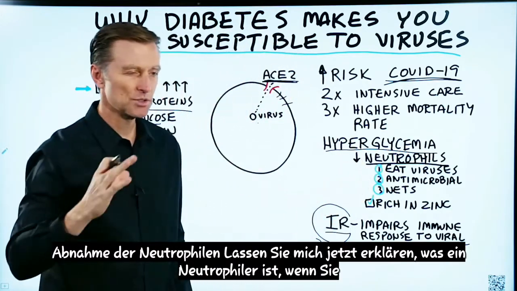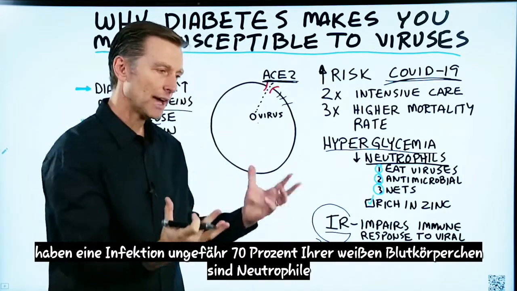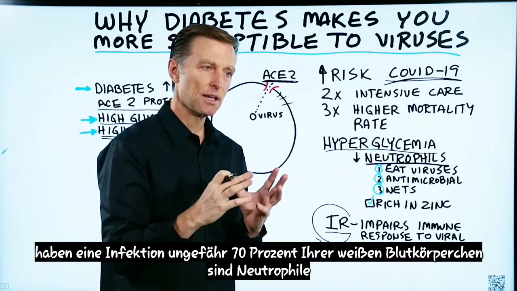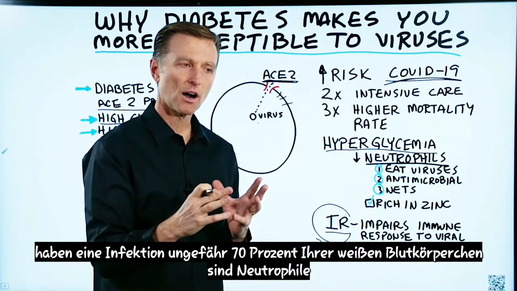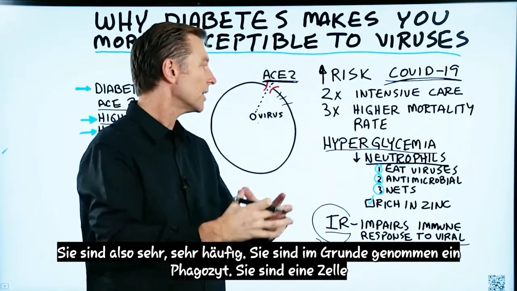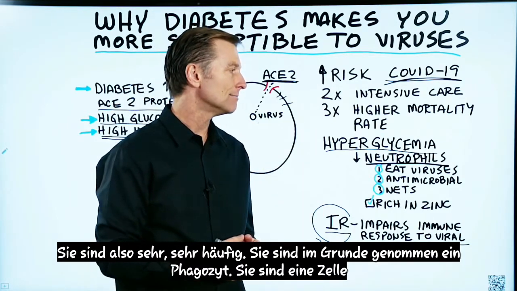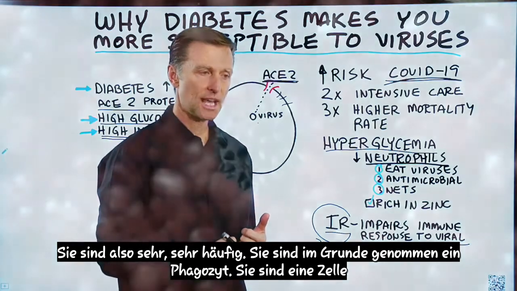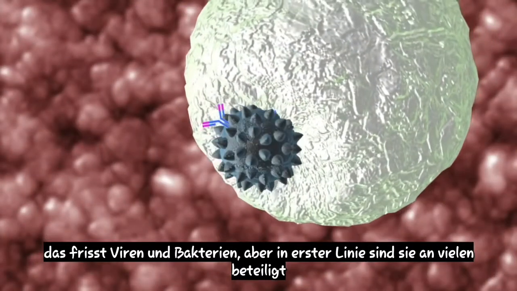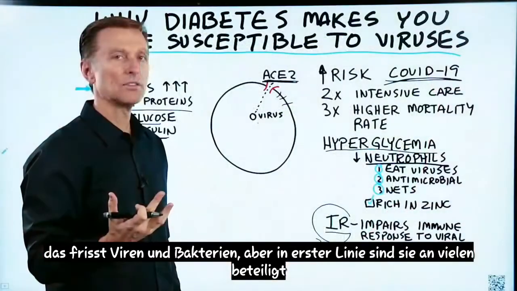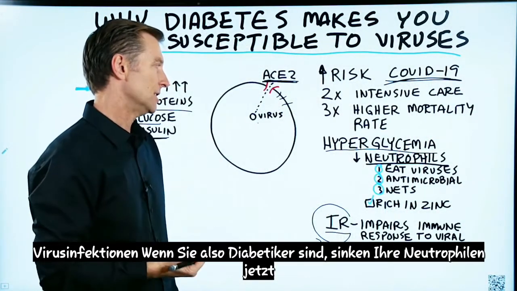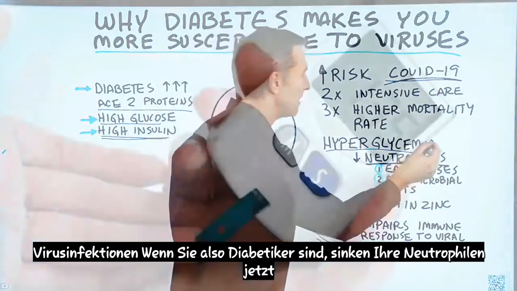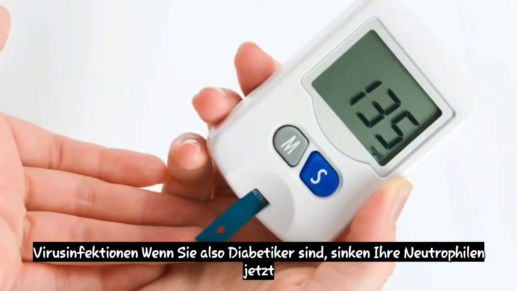Now, let me explain what a neutrophil is. When you have an infection, about 70% of your white blood cells are neutrophils. So they're very, very common. They are basically a phagocyte. They're a cell that eats viruses and bacteria, but primarily they're involved in a lot of viral infections. So when you're diabetic, your neutrophils go down.